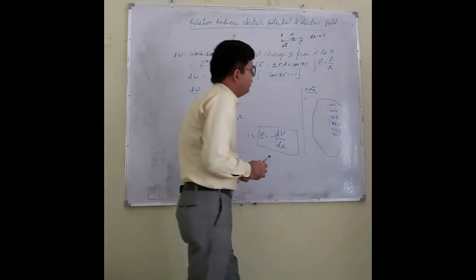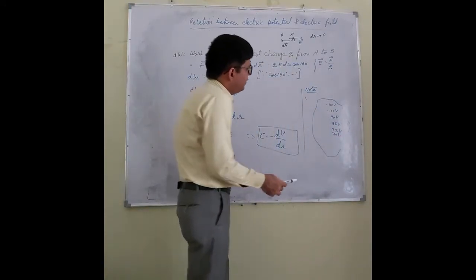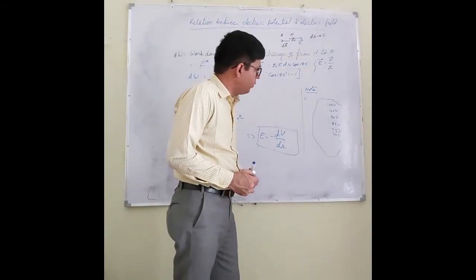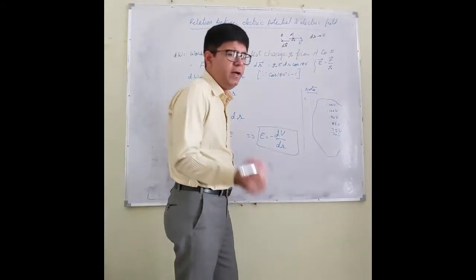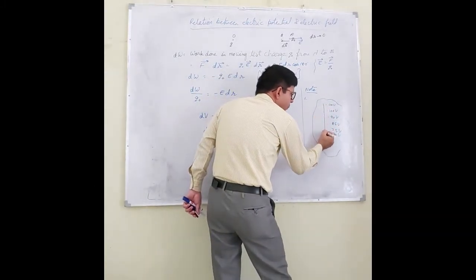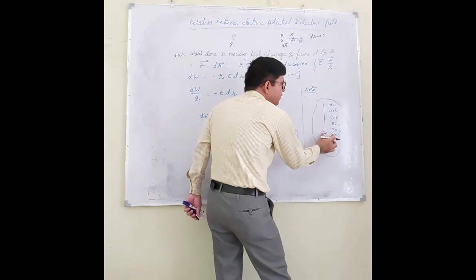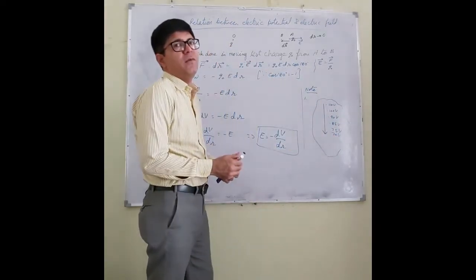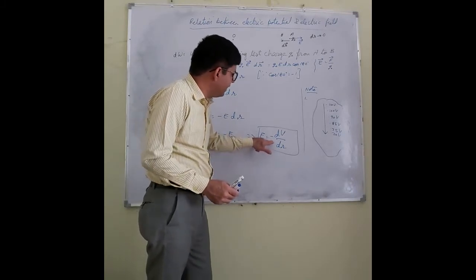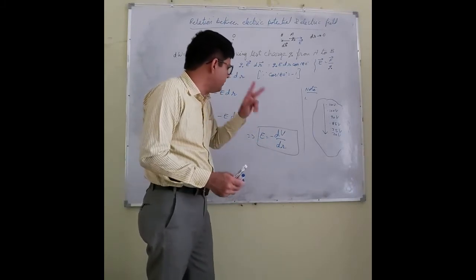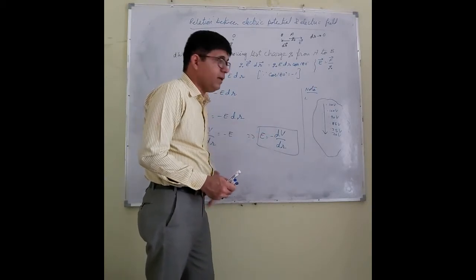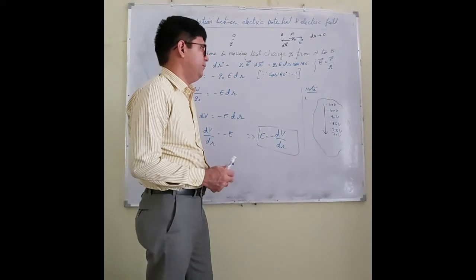So what can we say? We can say that the potential is decreasing. Now my question is, what will be the direction of electric field? The direction of electric field is the direction in which potential is decreasing. So this is the direction of the electric field. So this negative sign indicates that direction of electric field is the direction in which potential is decreasing.